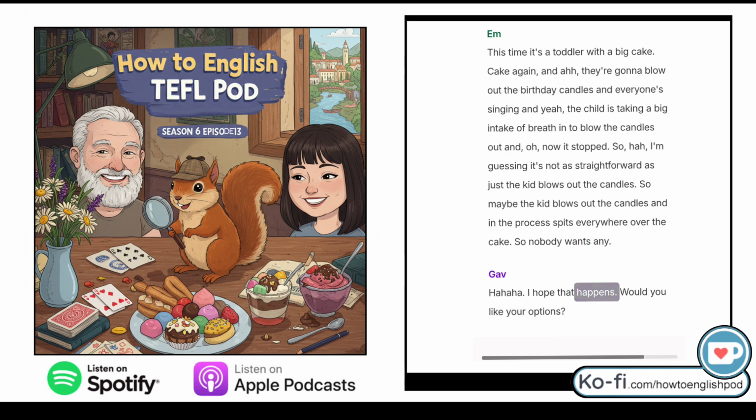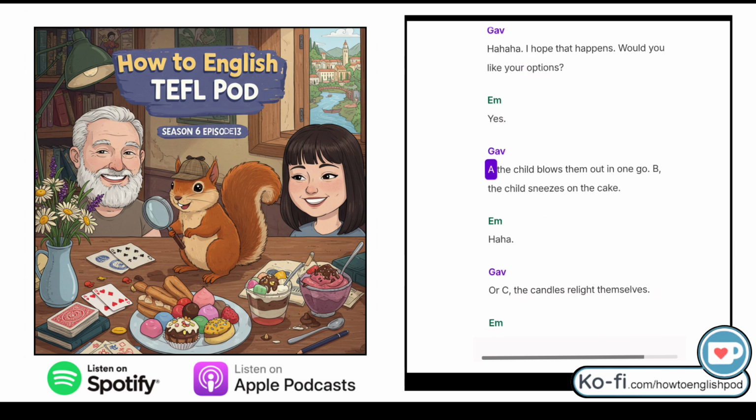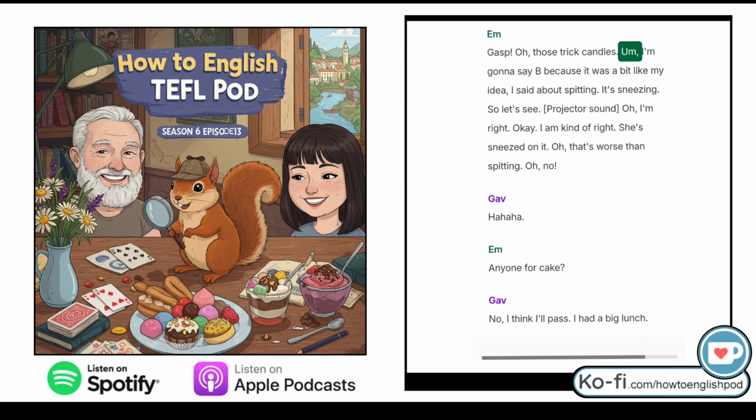I hope that happens. Would you like your options? Yes. A. The child blows them out in one go. B. The child sneezes on the cake. Or C. The candles relight themselves. All those trick candles. I'm going to say B because it was a bit like my idea. I said spitting, it's sneezing. So let's see. Oh, I am right. Okay, I'm kind of right.